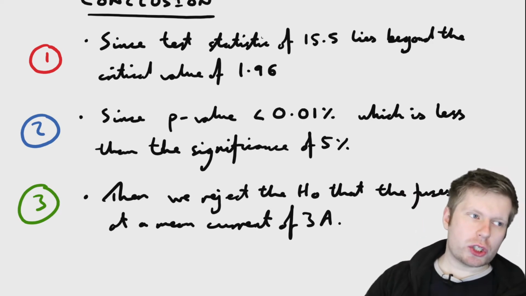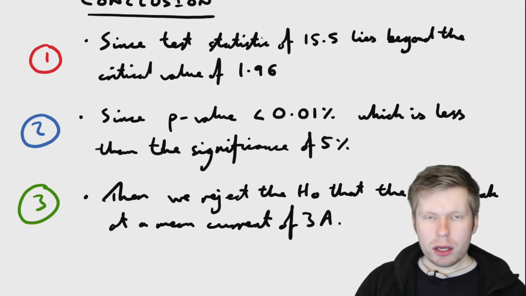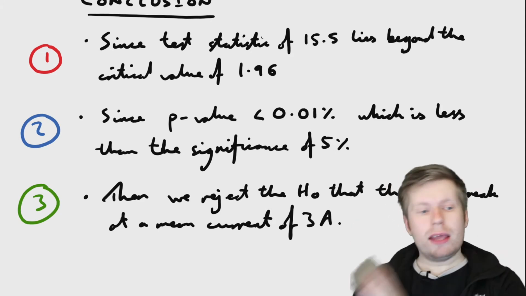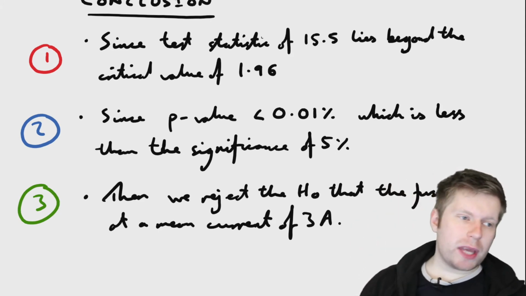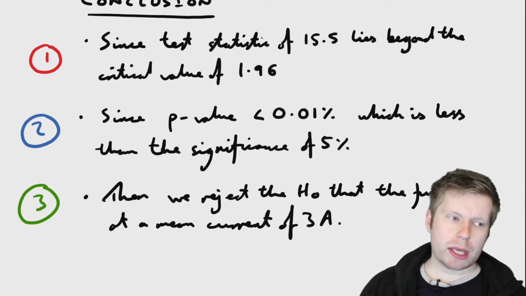So when you give your conclusion, you must always do it in these 3 stages. Number 1, you do it from the perspective of the test statistic. You say, where does your test statistic lie? Does it lie in the critical region or outside the critical region? Number 2, you then do it from the perspective of the p-value. You say, look, here is the p-value. This is the probability of obtaining this sample. And then is it less than the significance level or not?